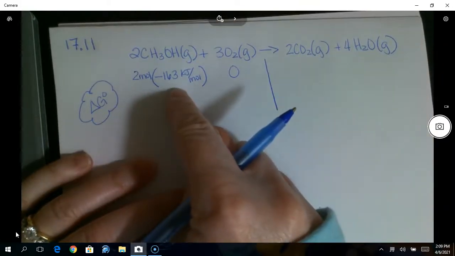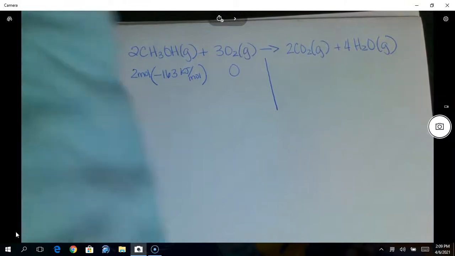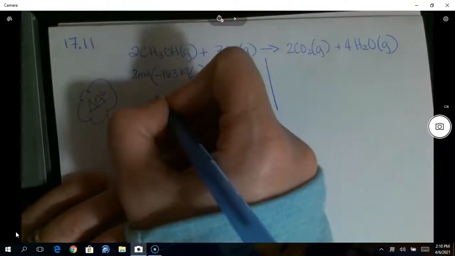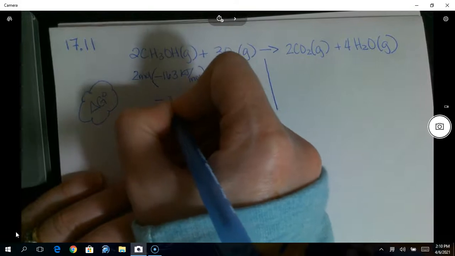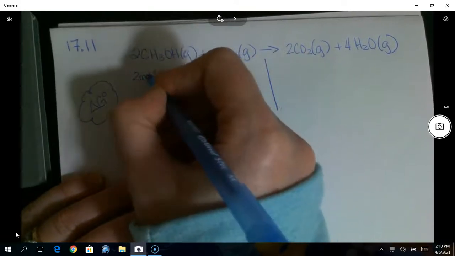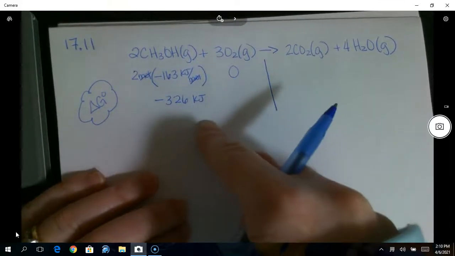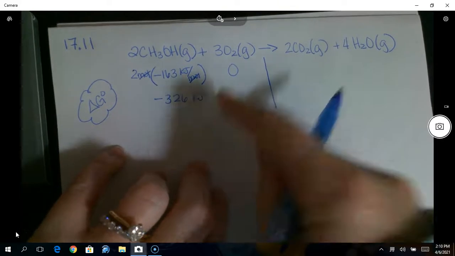Since I've made 2 moles of it, I'm going to have 2 times 163, and then I have to remember my negative. This is going to be negative 326 kilojoules. Now notice my moles cancel, right? I've got moles and then per mole, so this is just negative 326 kilojoules.